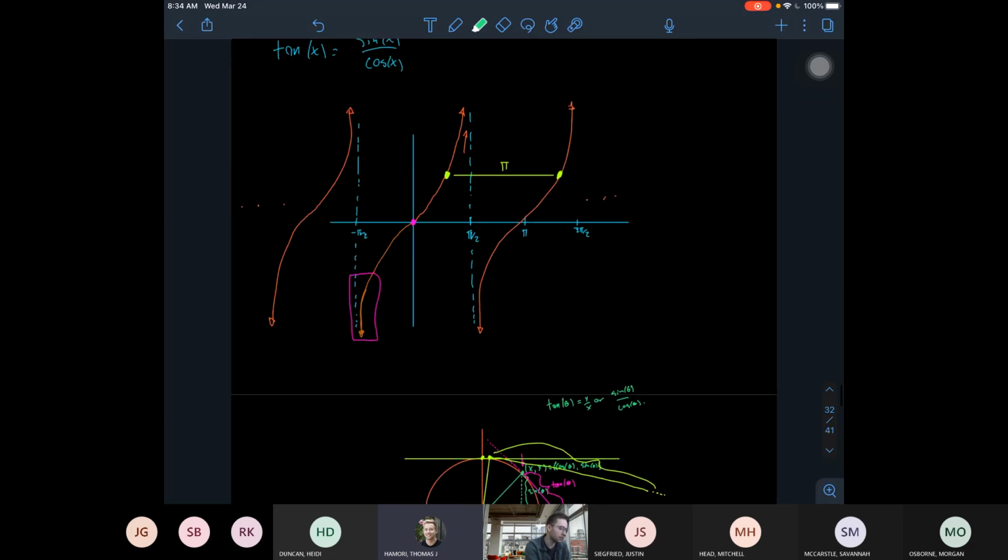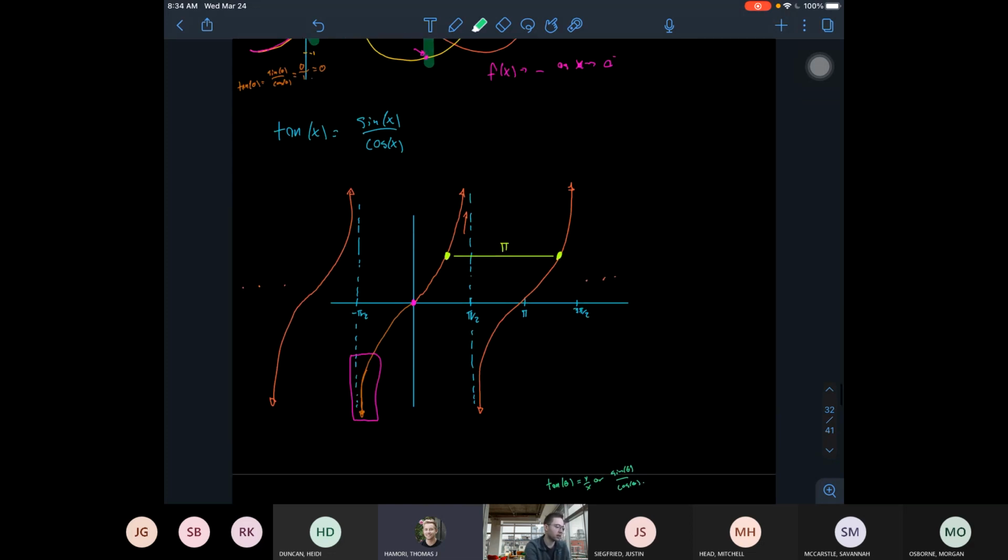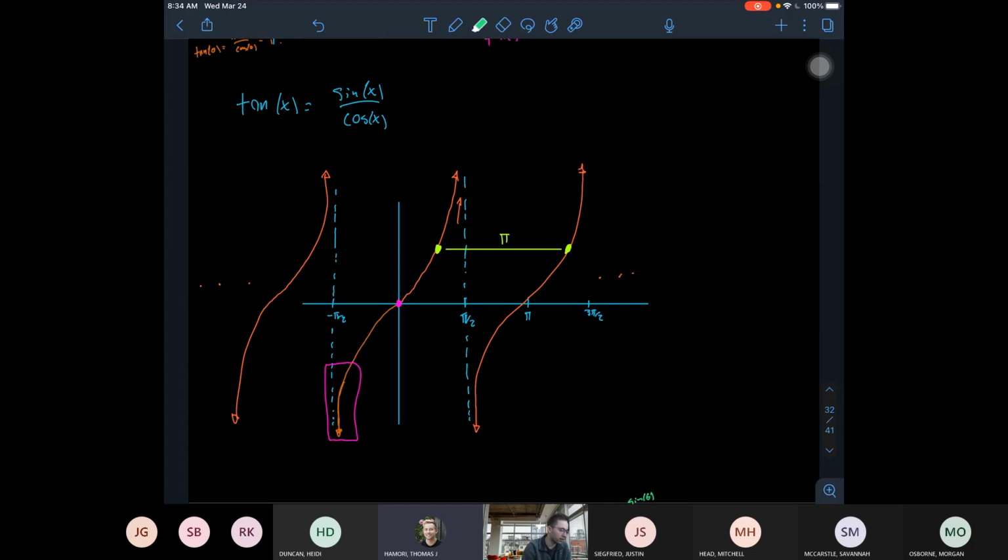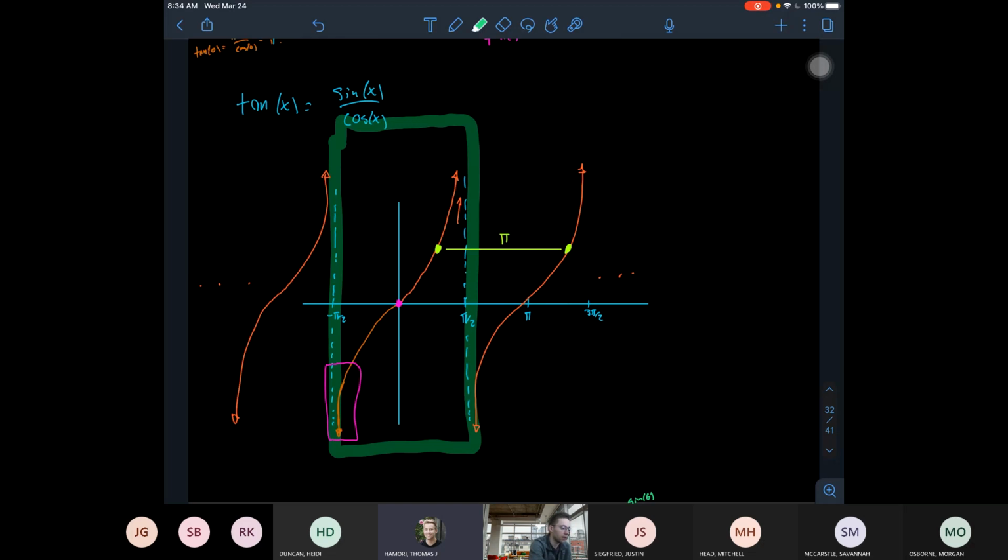Okay, so tangent of x, we wind up with this thing which starts down here on the left at negative pi over 2 and goes up to infinity at pi over 2. And then it just repeats after that. So what I would like you guys to know is that the graph of tangent of x looks like this, in this green box, where the sides of the green box should be negative pi over 2 and pi over 2.